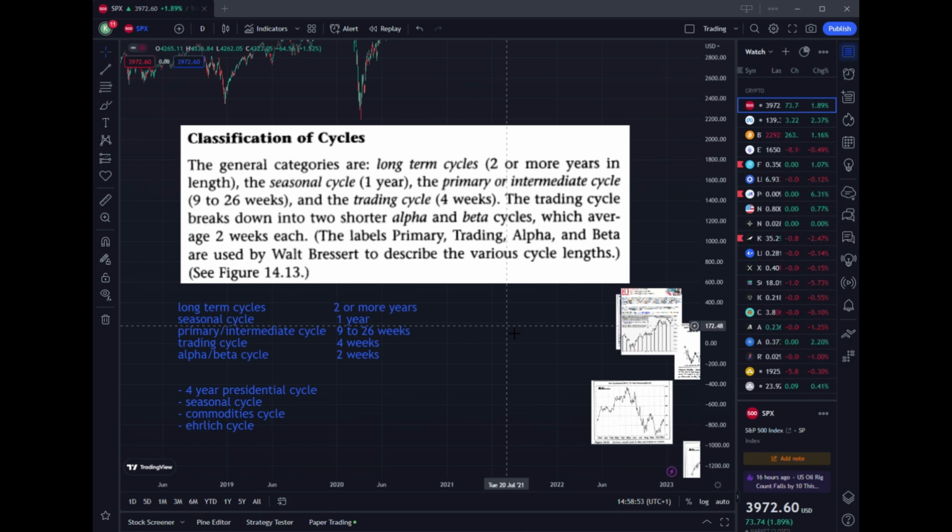But basically you have long-term cycles, which are 2 or more years. Then you move on to the seasonal cycle, which is 1 year. Within the seasonal cycle, there is a primary and intermediate cycle, which is going to be 9 to 26 weeks. There's also a trading cycle of 4 weeks, and like I said, the trading cycle contains 2 shorter waves, which are alpha and beta cycles, averaging about 2 weeks each. Alpha most of the time being the uptrend, beta being the downtrend.